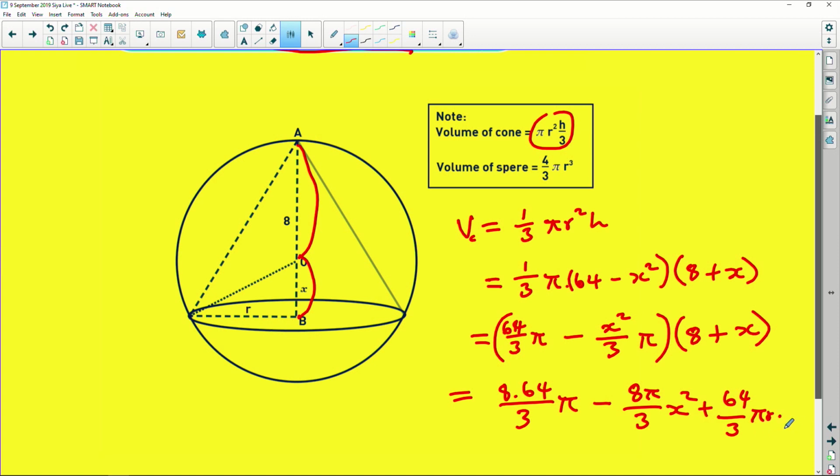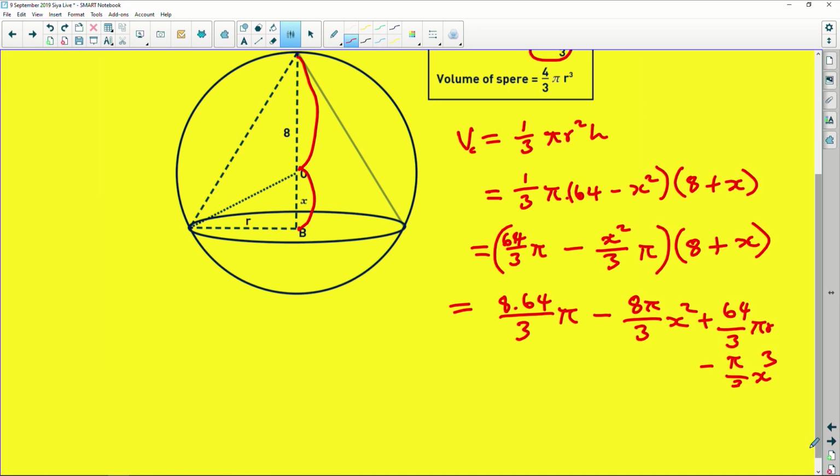And then lastly, which I'll write quickly here, will be pi over 3. So let me just write it down here. I'll try to move to the side so that we don't squeeze everything. So lastly, it's that multiplied by that. So it's going to be pi over 3 x cubed. So that's what I have then. Then lastly, let me just move here so we can see.